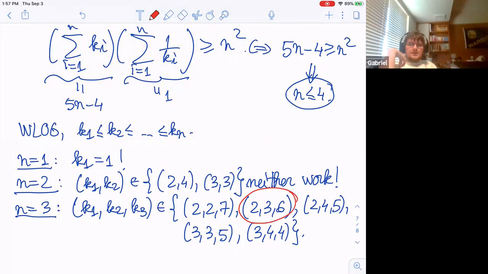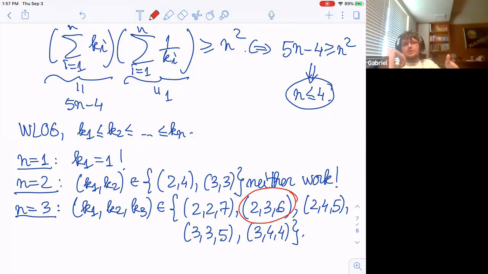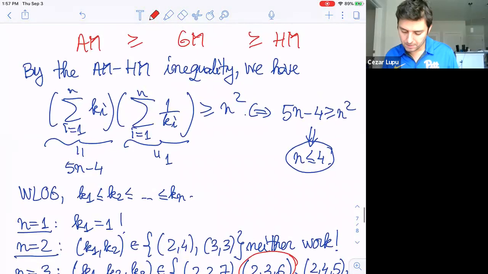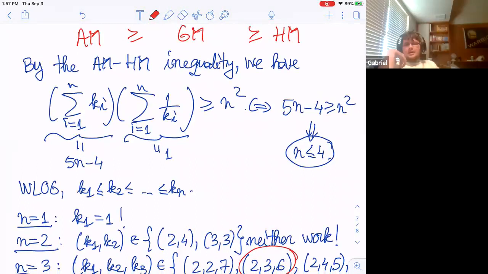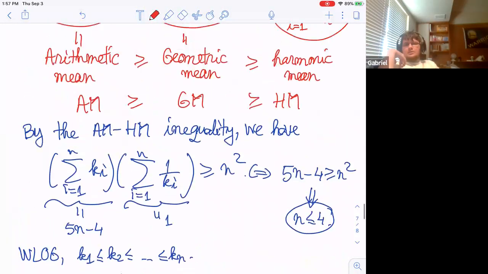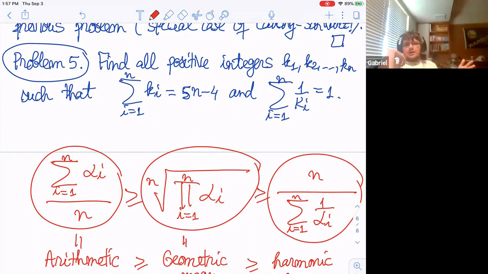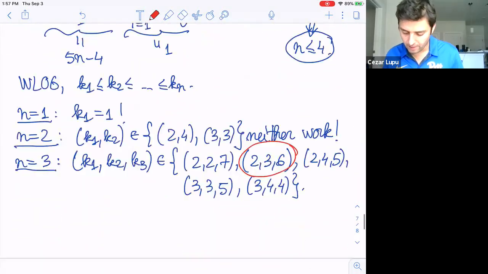Doesn't 1, 5 work as a case for n equals 2? It doesn't work, but isn't that also a case? 1, 5 for k1, k2? Because they have to add up to 6, right? So for n equals 2, yes, they add up to 6. But the sum of the inverses, is it 1? No, I'm not saying it's 1, but that's a case too, right? Oh, okay, actually you're right. Yeah, 1, 5, correct. I forgot about it.